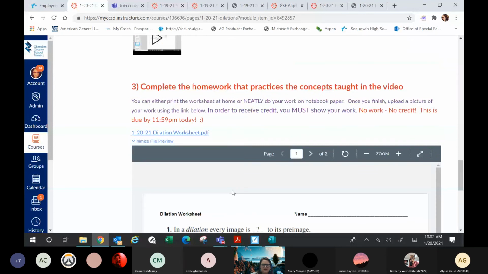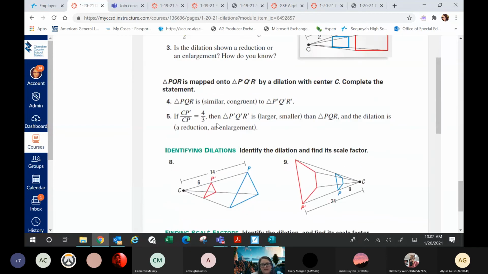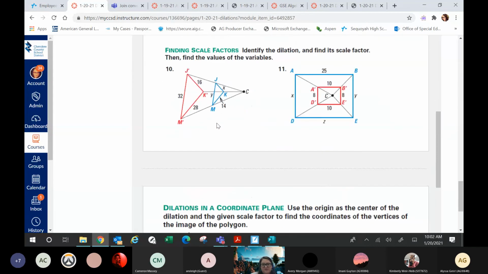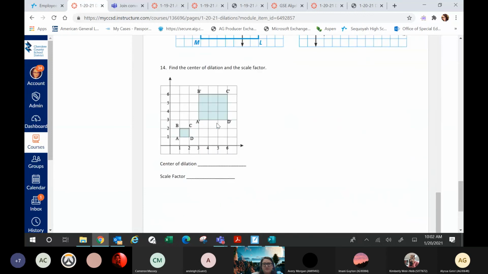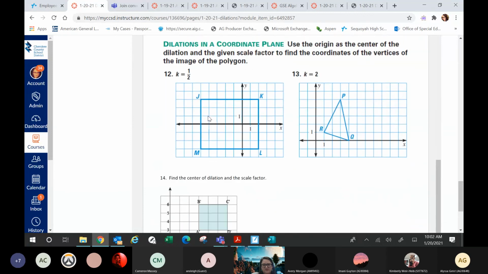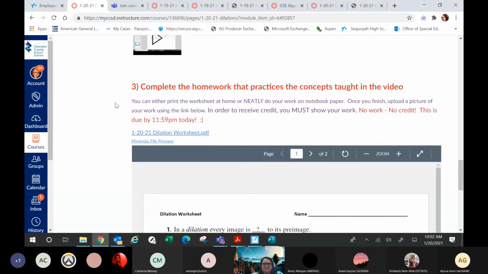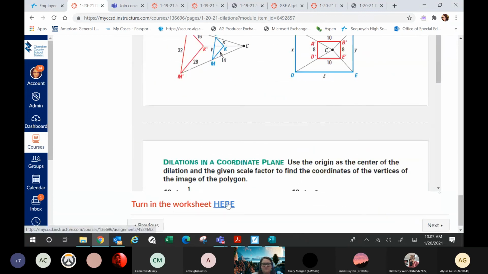It's due at 11:59 p.m. Please neatly show your work. Do not submit someone else's paper as your own. I can see that. If you turn in the same paper and I see the same paper, I'm going to recognize it. So you have 14 questions to do, and it's just a picture upload for today. I'm going to turn that in here.